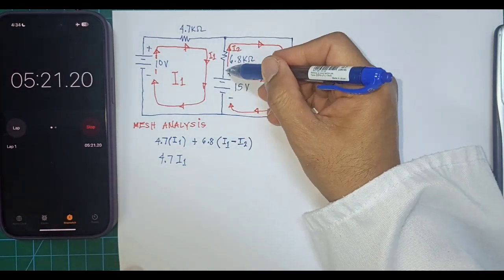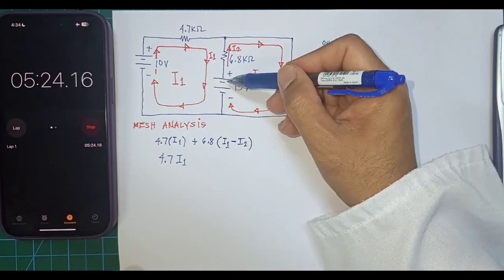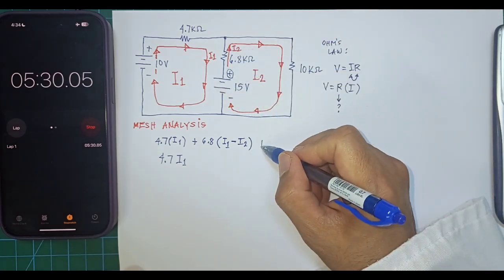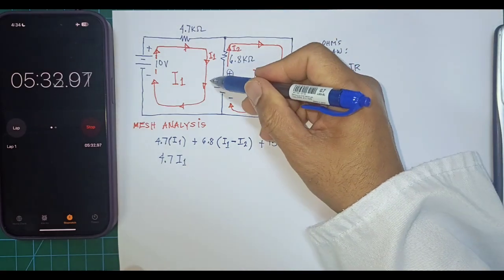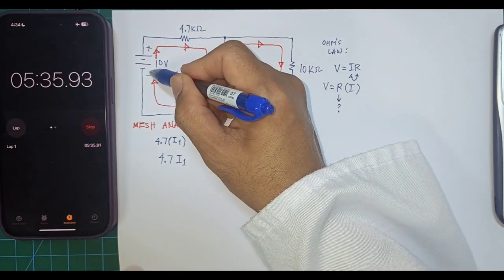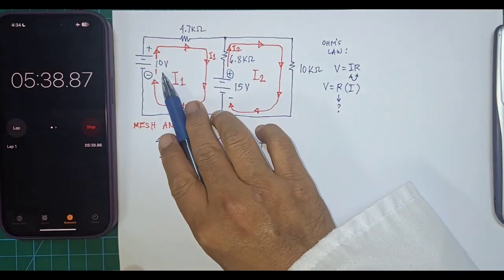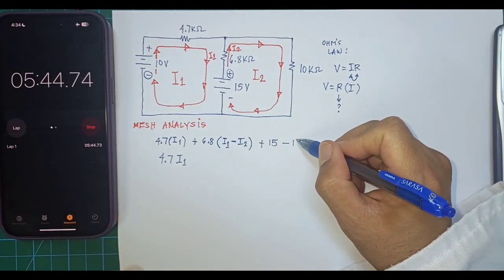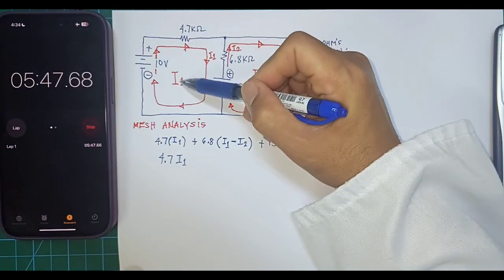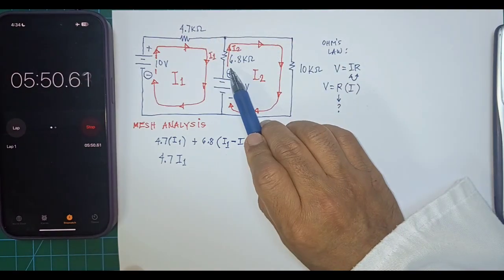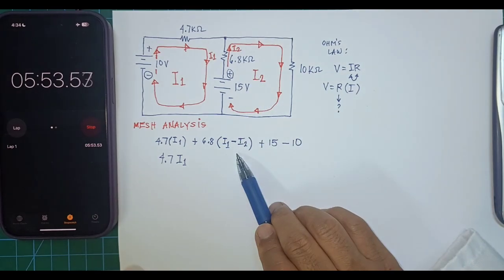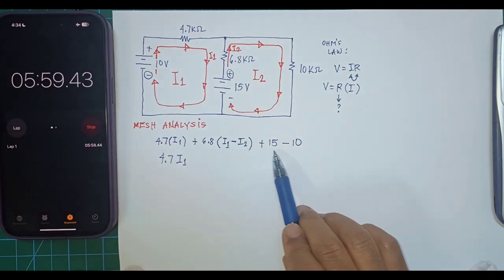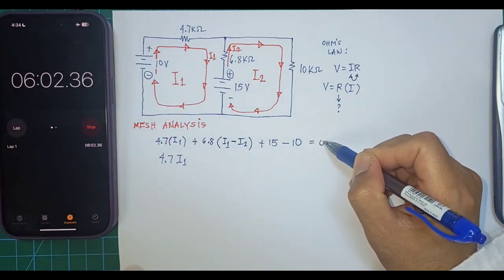And let's continue with the direction here of the loop I1. We will have 15 volts and this is positive going to the positive, so we will just write plus 15. And after that, going here, we will enter the voltage source 1, 10 volts, on the negative, so we will write minus 10. Again, 4.7 I1 plus 6.8 (I1 minus I2) plus 15 volts minus 10 volts. That's our equation and we will make it equal to 0.